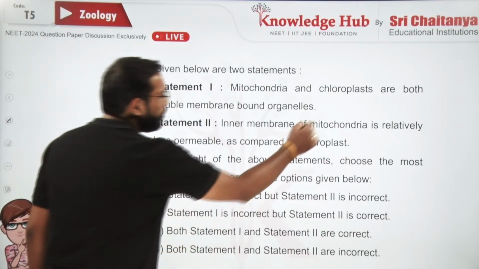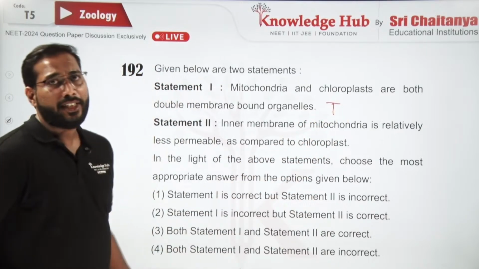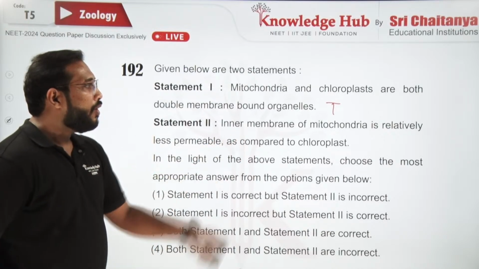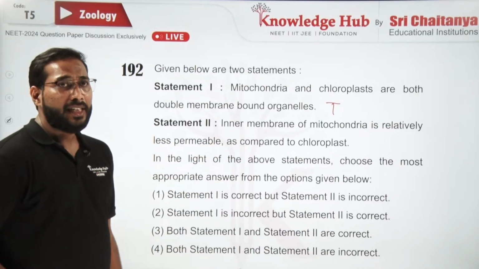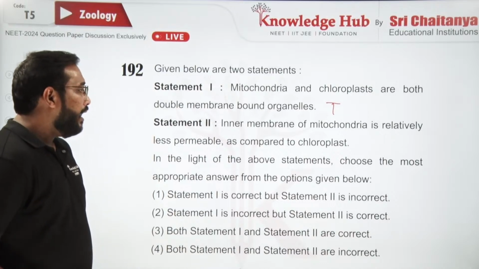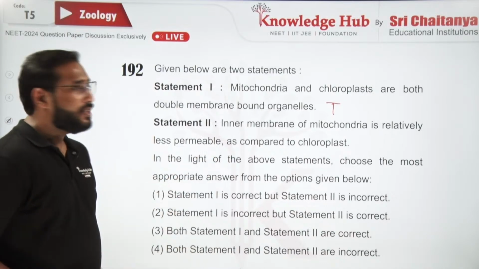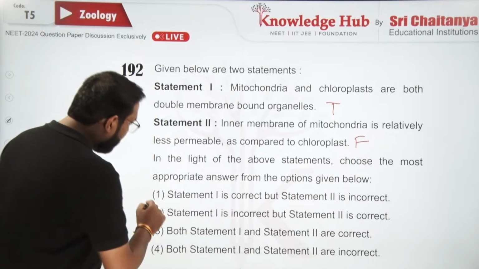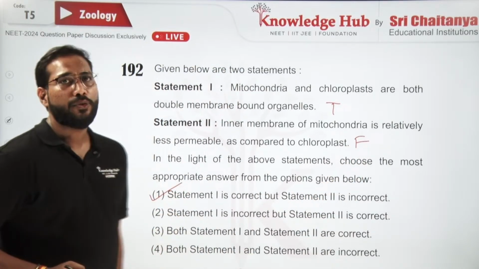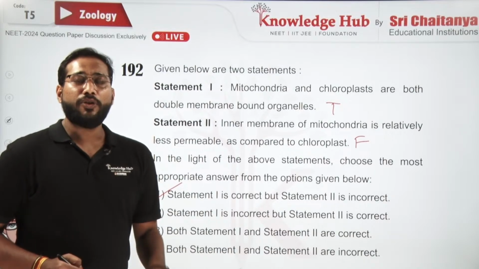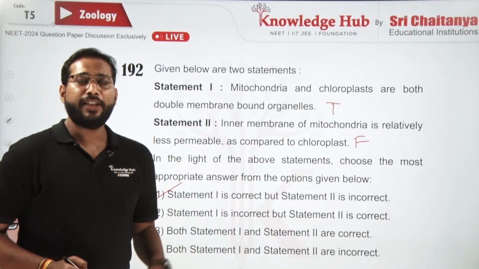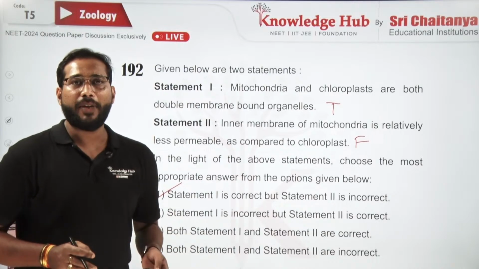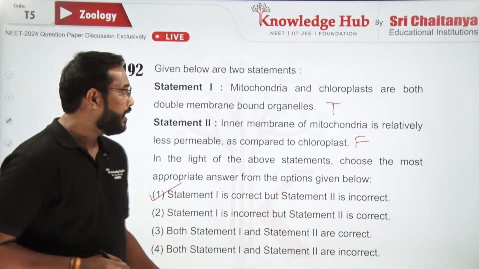If we see here the next question, mitochondria and chloroplast are both double membrane bound organelles, right? So that is true. We have seen both the mitochondria and the chloroplast have two membranes, inner and outer membrane. The inner membrane of mitochondria is relatively less permeable as compared to the chloroplast, right? So this is not true, this is false, right? So we get here statement 1 is correct, but statement 2 is incorrect. Why? Because the mitochondrial inner membrane allows exchange of certain substances from the intermembrane matrix, but the chloroplast inner membrane will not allow that, right?